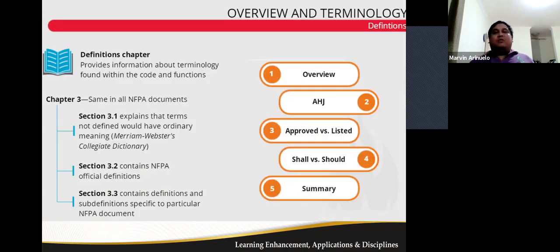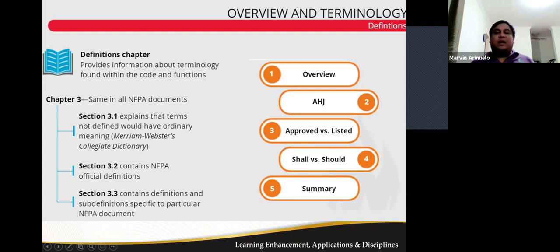Another definition, overview, authority having jurisdiction (AHJ), approved versus listed, shall, ensure, and the summary. The general provision explains where the terms are not defined in this chapter. That is section 3.1. Section 3.2 is the official definitions contained in the NFPA handbook. 3.3 contains definitions and sub-definitions specific to a particular document.